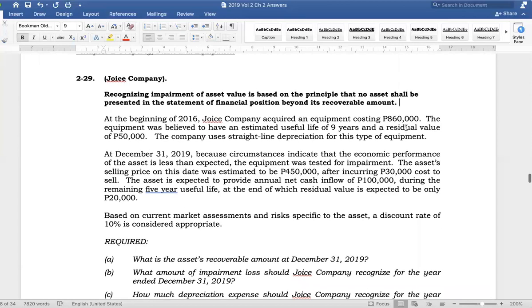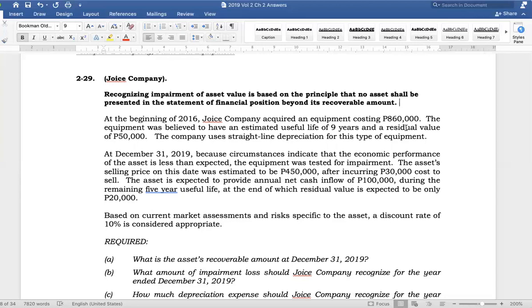Again, at the beginning of 2016, so this is now our problem. This is 2-29. At the beginning of 2016, Joy's company acquired an equipment costing $860,000. The equipment was believed to have an estimated useful life of 9 years and a residual value of $50,000. The company uses straight-line depreciation for this type of equipment.